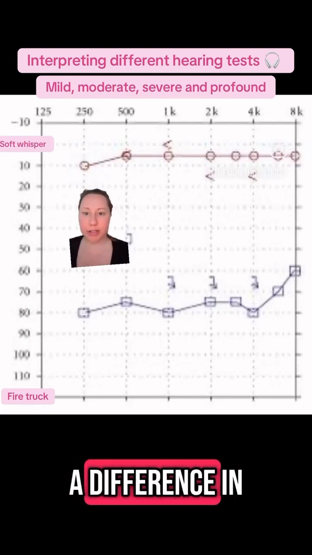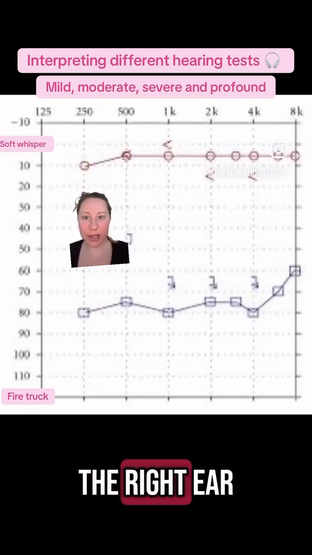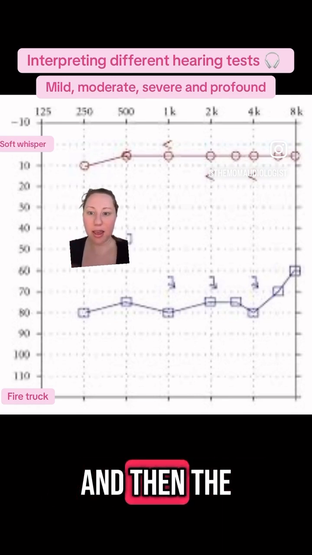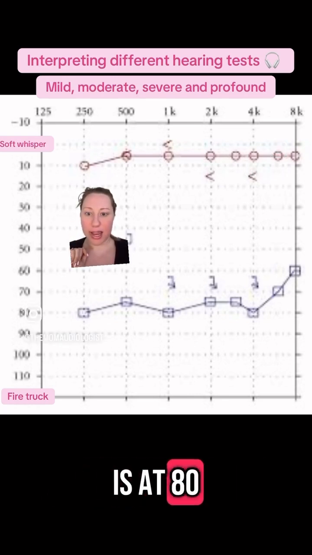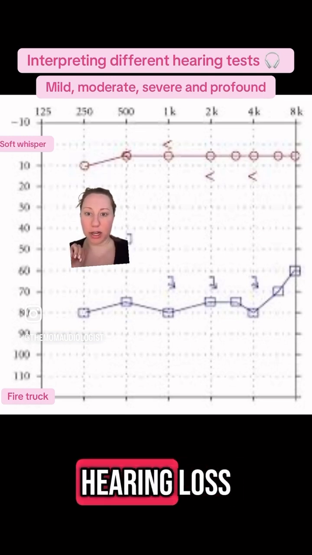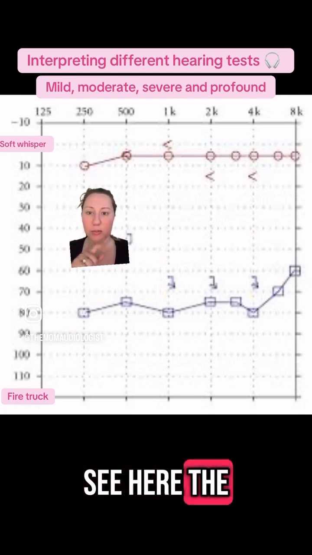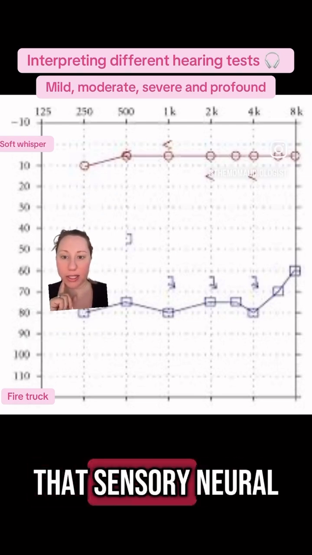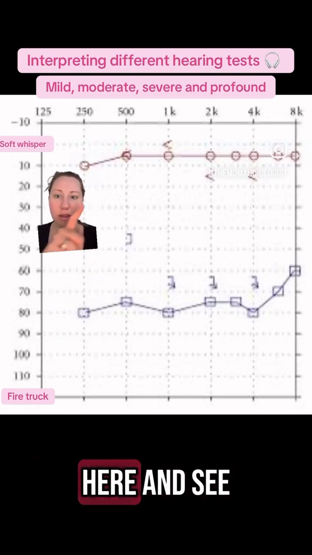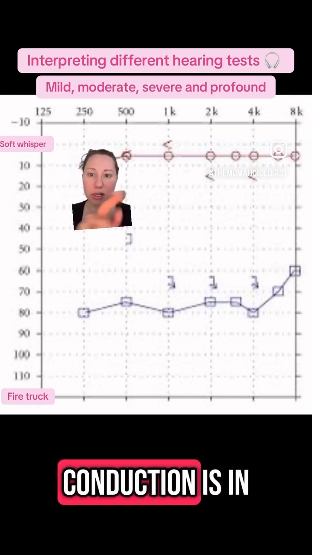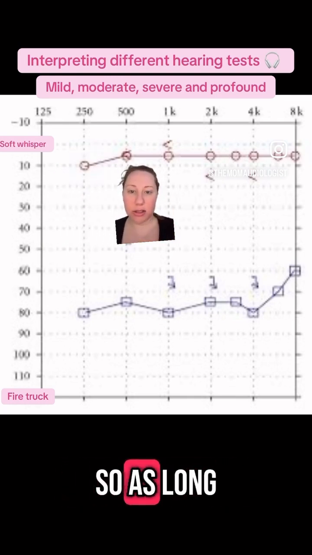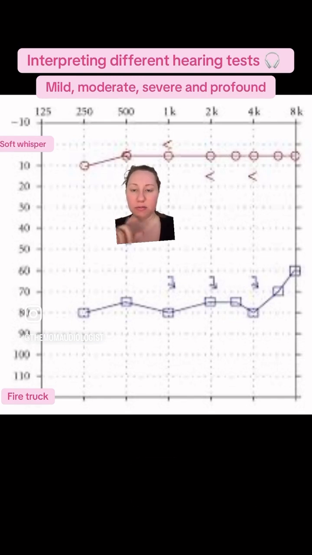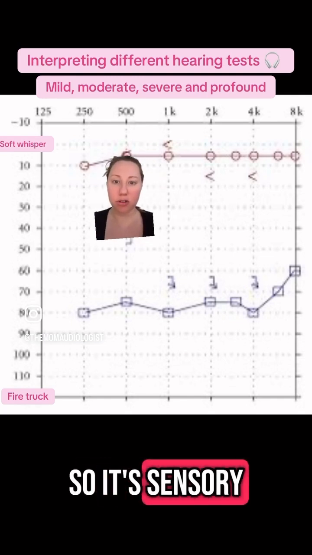And then here's a difference in two ears as well. You've got the right ear, and as you can see, anything above 20 is normal. And then the left ear is at 80, which is about a severe hearing loss. You can see here the bone conduction, there were no responses past 65, so I would call that sensory neural. And up here on the right side, the bone conduction is in line with the right ear. As long as it's within 10, it's in line, so it's sensory neural.